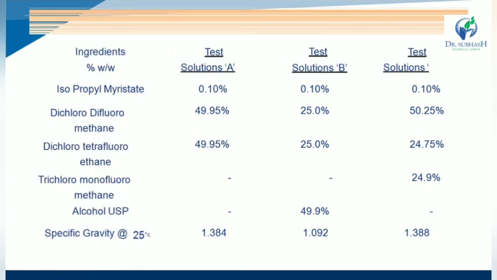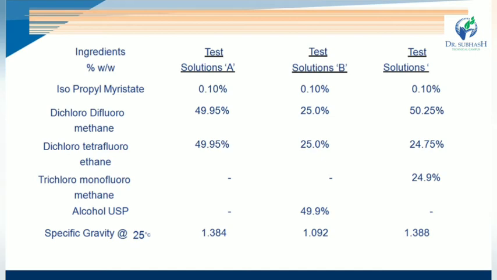These are the standard test solutions: isopropyl myristate test solution A, B and solution C. Test solution A contains 0.10% IPM, solution B contains 0.10%, while C contains the same. The second ingredient is dichlorodifluoromethane. Solution A contains 49.95% dichlorodifluoromethane, while solution B contains 25% and C contains 50.25%.